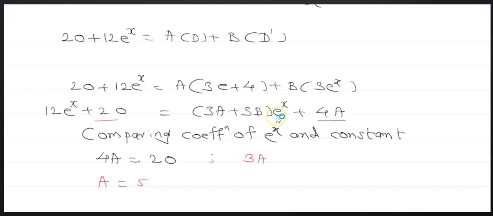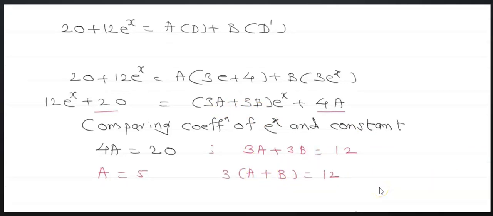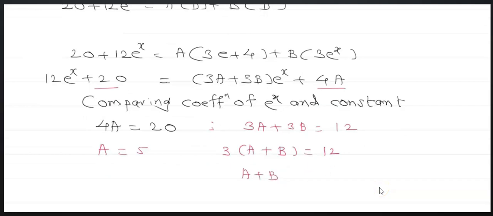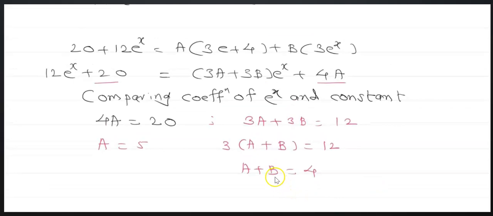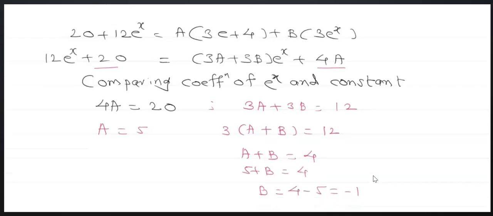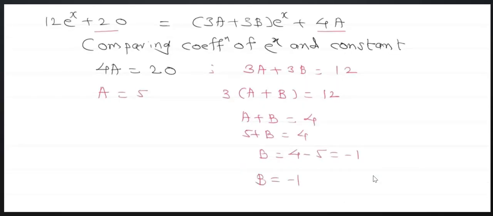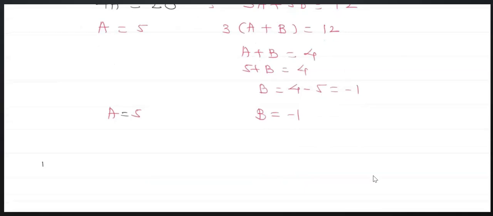Now compare the coefficient of e raised to x on both sides, left and right. That is 3a plus 3b is equal to 12. Divide by 3, you will get a plus b is equal to 4. What is the value of a? a is 5. Therefore b is equal to 4 minus 5, that is equal to minus 1. a is equal to 5 and b is equal to minus 1.